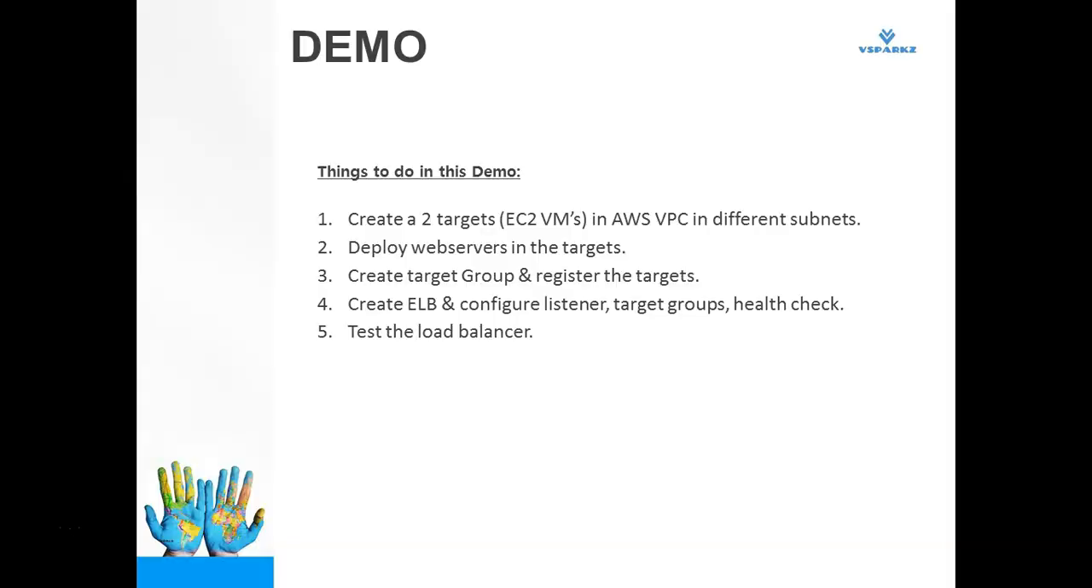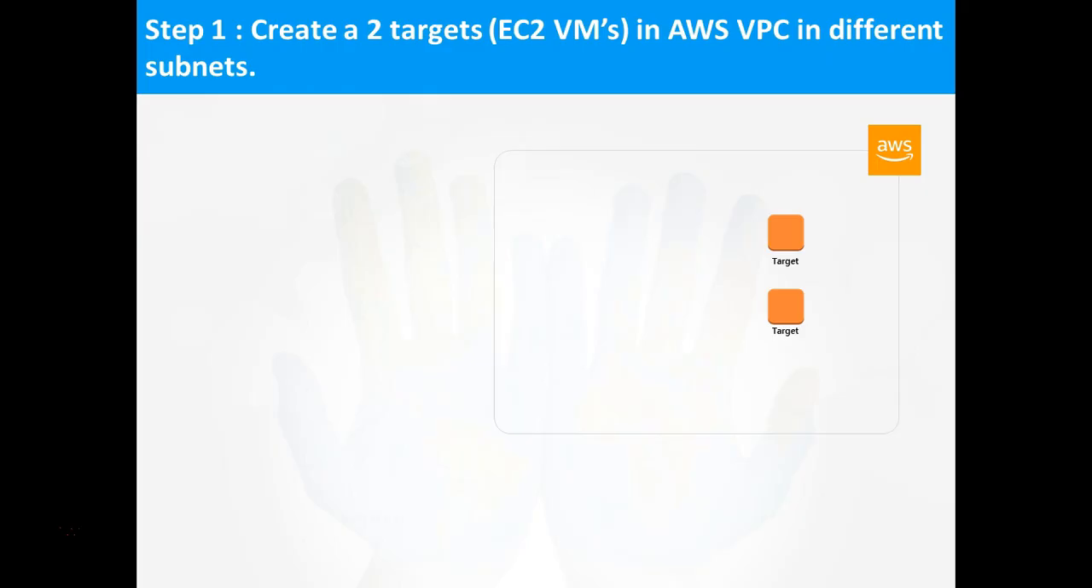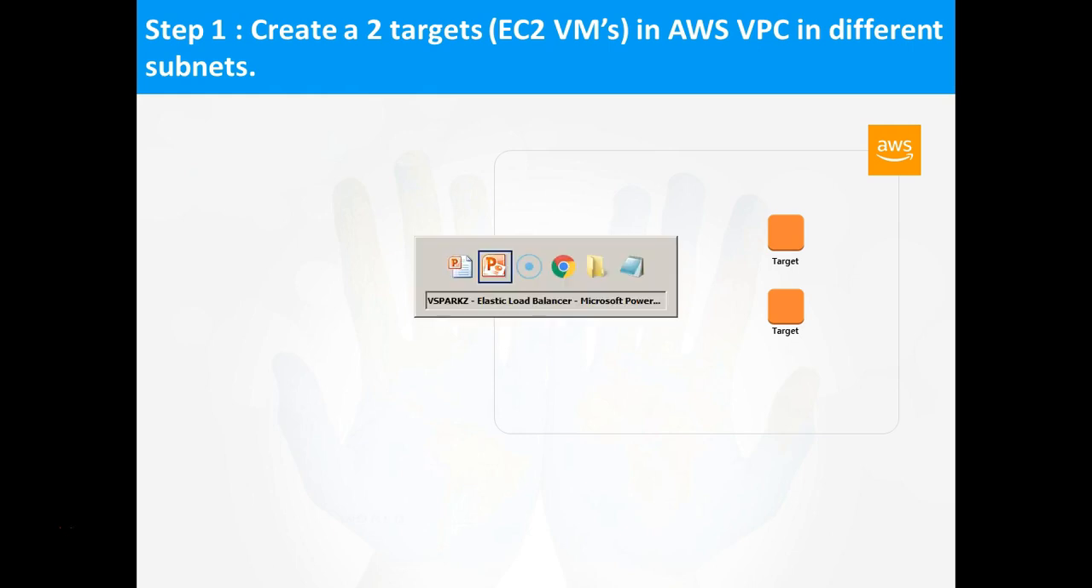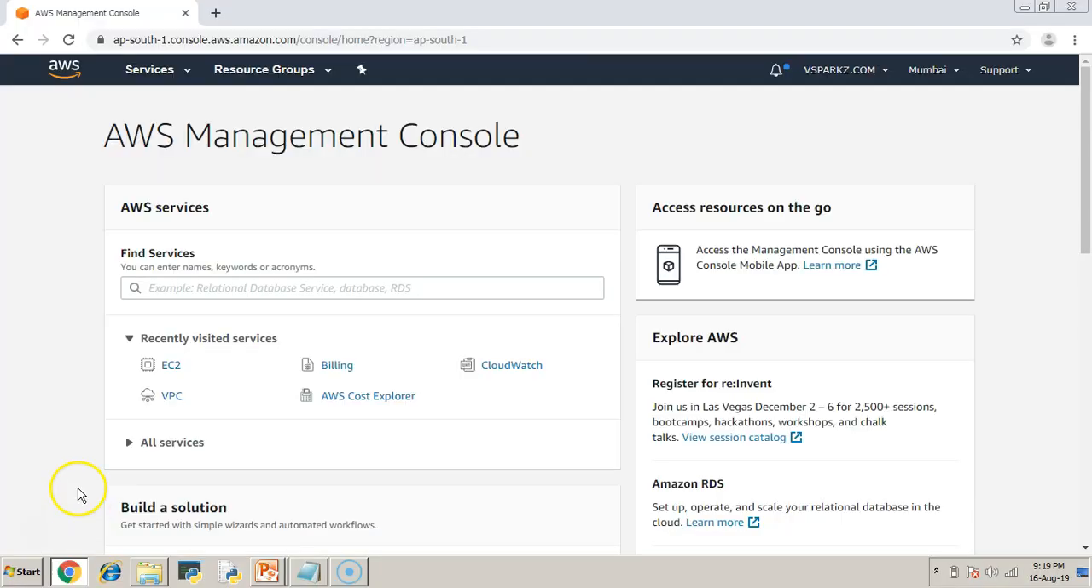Now we will see the demo of load balancer. Here are the things that we are going to do in this demo. Let us do this hands-on, step by step. We'll go to the first step. Here we are going to create two targets, I mean the EC2 VMs in the AWS VPC, in different subnets. Here targets I refer to as EC2 machines.